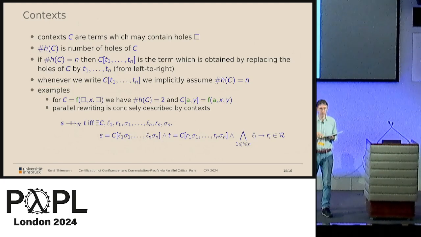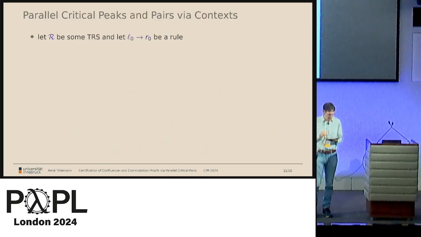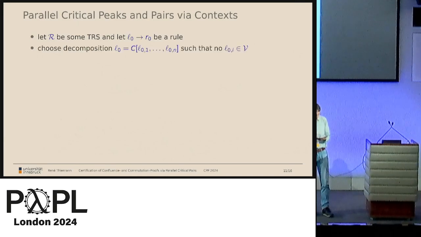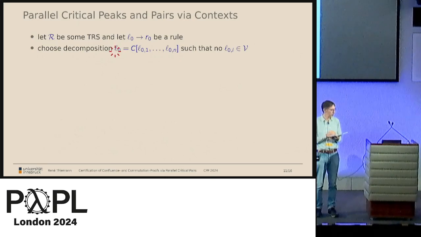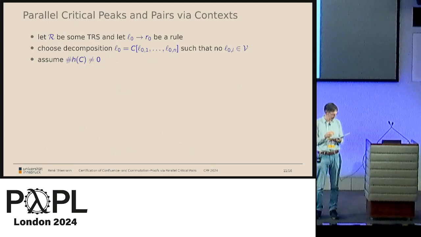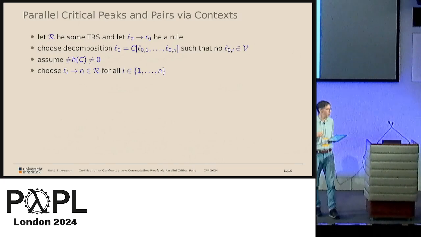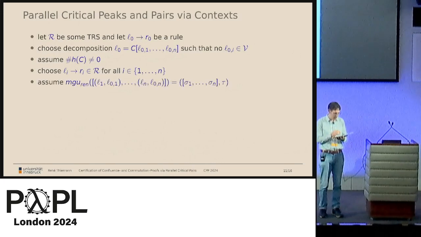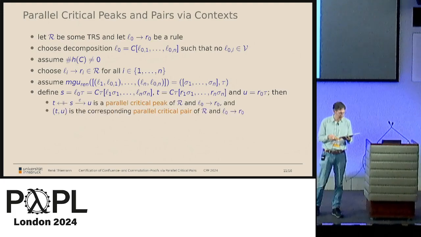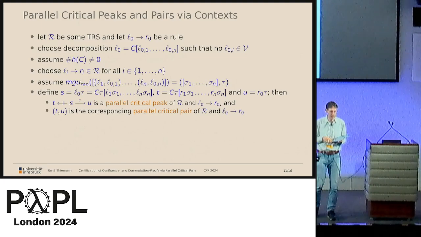And now we can also describe the parallel critical pairs via context. So we pick some arbitrary TRS and a rule as before. And now we choose an arbitrary decomposition of a left-hand side into a context with subterms. We assume that the number of holes is non-empty because we need to have at least one overlap. We pick arbitrary rules, no variable renaming required. And now we just invoke our unification algorithm and extract the substitution, define the terms, and get the corresponding critical parallel critical pairs and peaks.